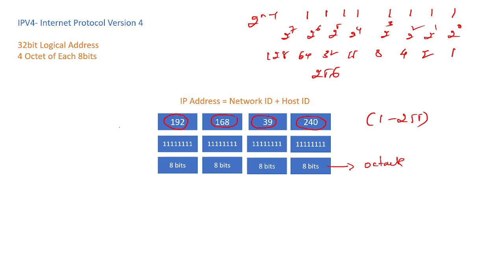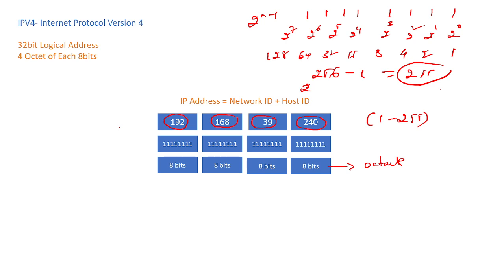And the formula is 2 to the power of n minus 1. 2 to the power of n is 256, minus 1 means it is 255. So that is the reason the number should vary between 1 to 255, not more than that. Okay, got it? Why should the number vary between 1 to 255? It is because of the formula, 2 to the power of n minus 1. That is how we are deriving the number.